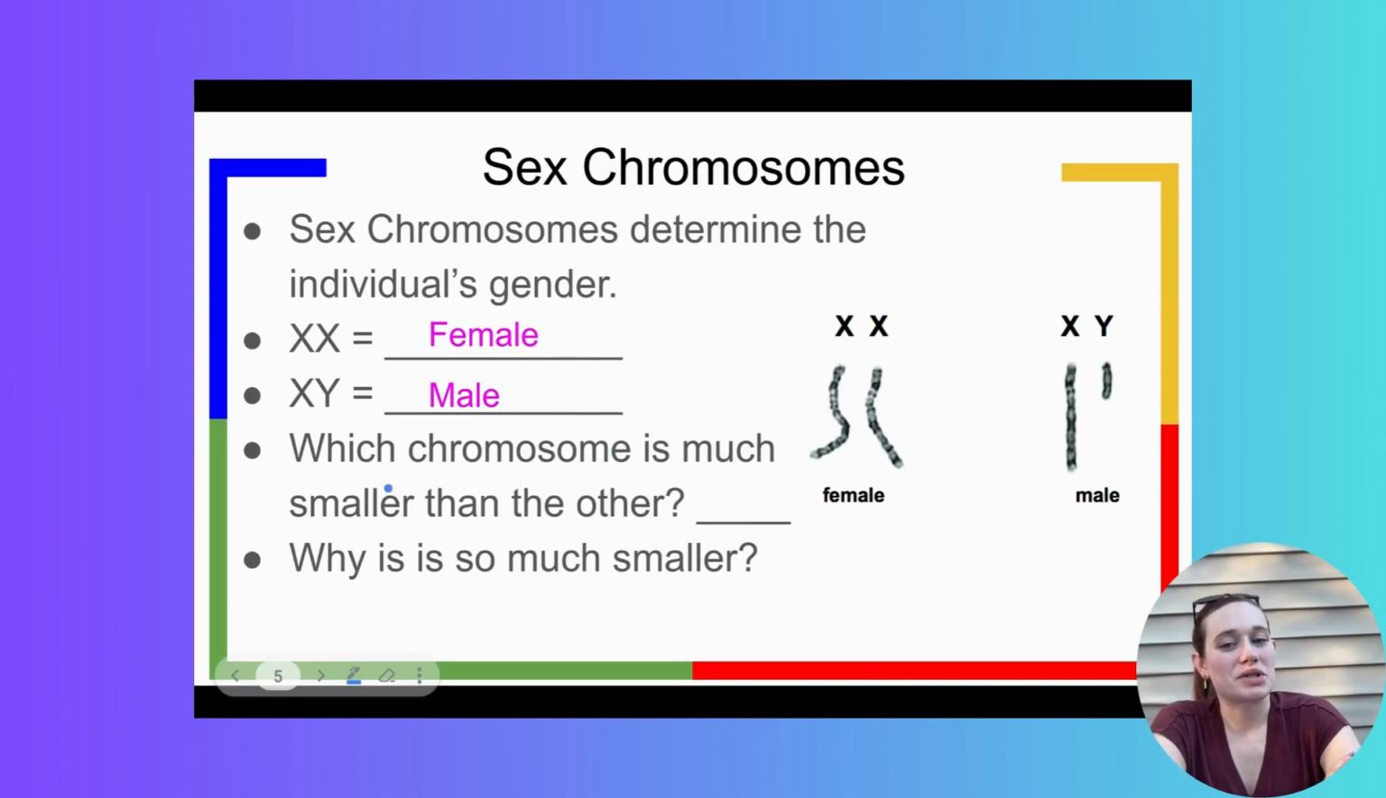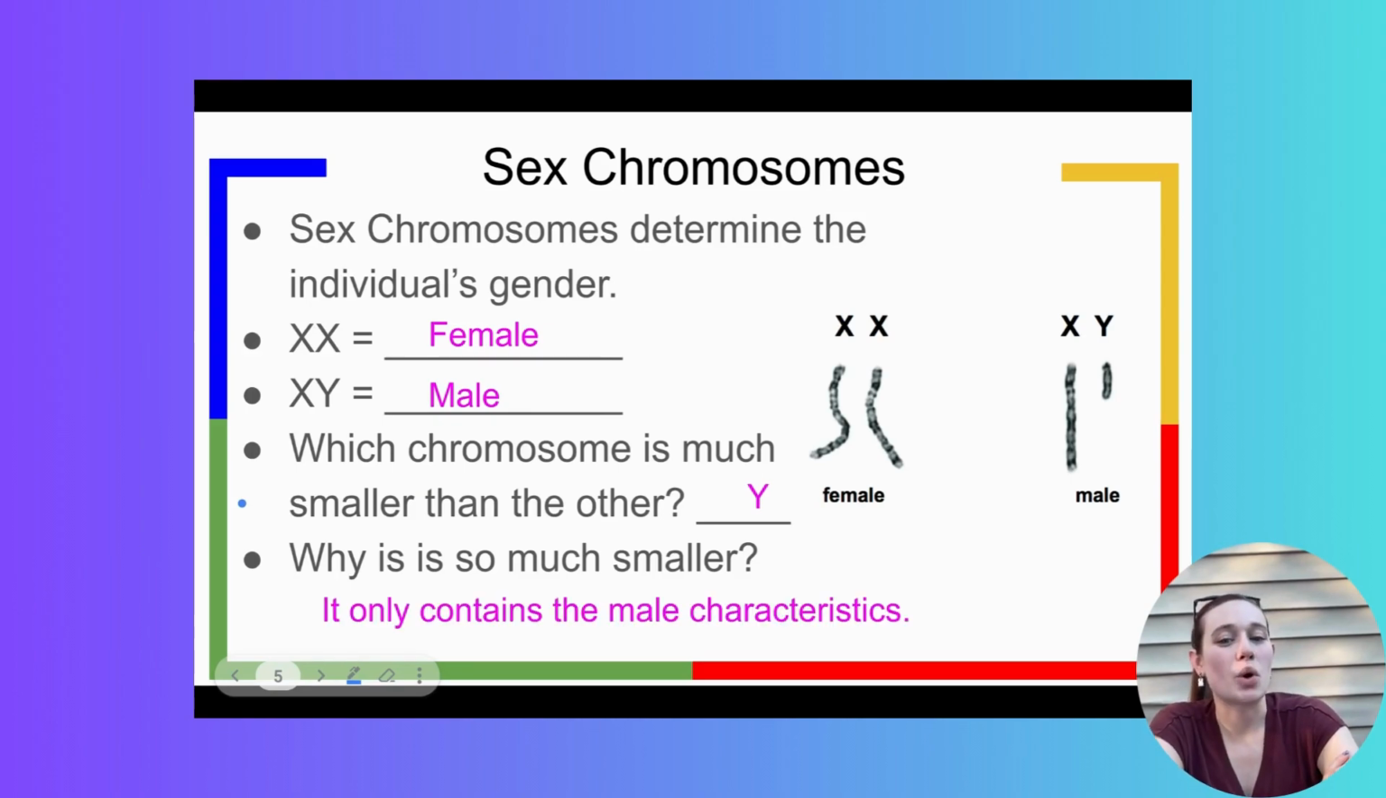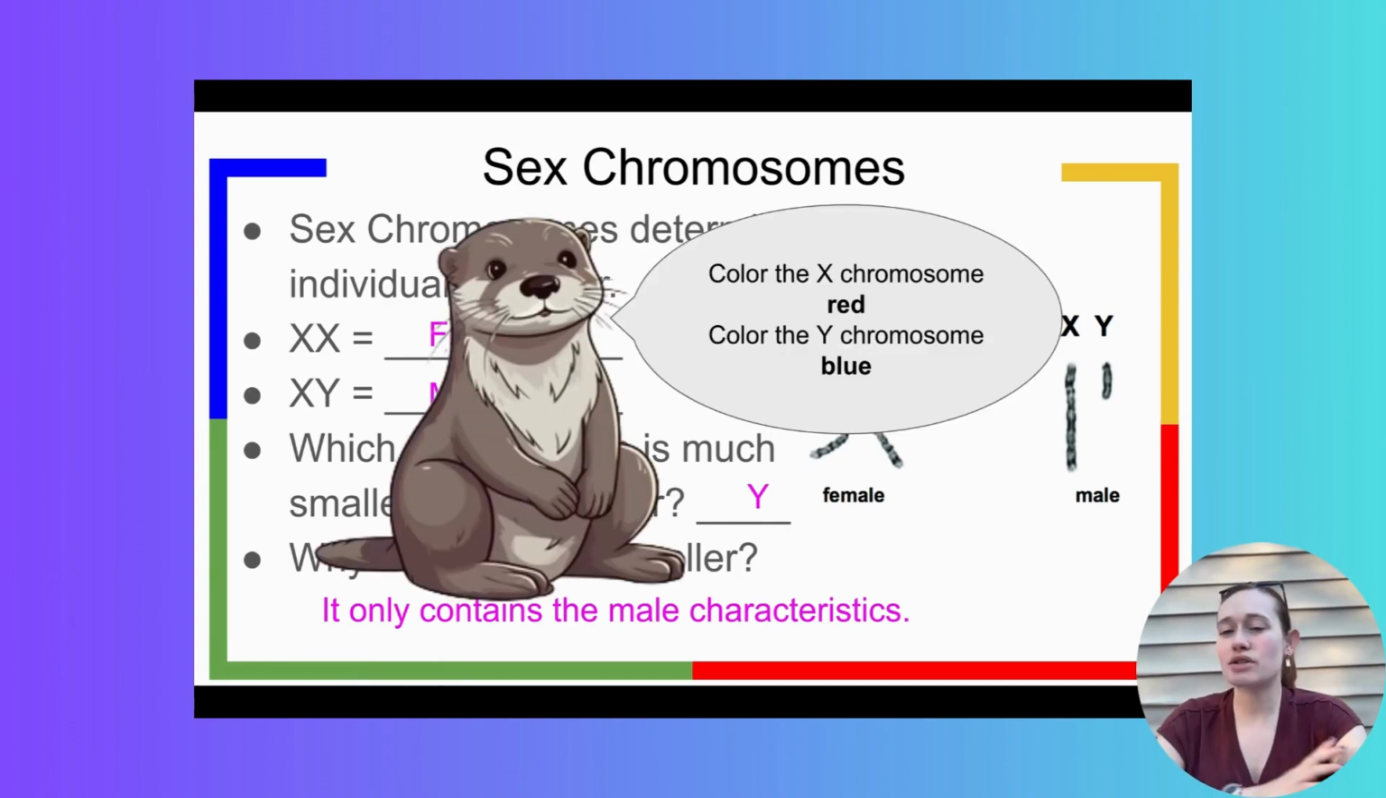So this brings us to this question: which chromosome is much smaller than the other? It's going to be the Y chromosome. Why is it so much smaller? Because it only contains the male characteristics. So I do want you guys to color the X chromosome red and the Y chromosome blue.